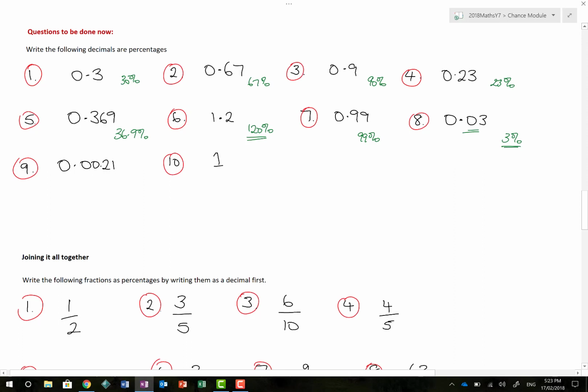Jumping that decimal point puts you actually just before the 0, just before the 2. So you actually got 0.21%. And one last tricky one. 1 became 100%. If you're not sure why, remember, 1 can be written as 1.0. Jump it once, jump it twice, and there you'll find you have your 100%. All right, joining it all together.